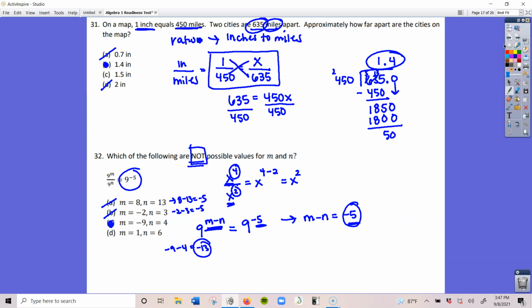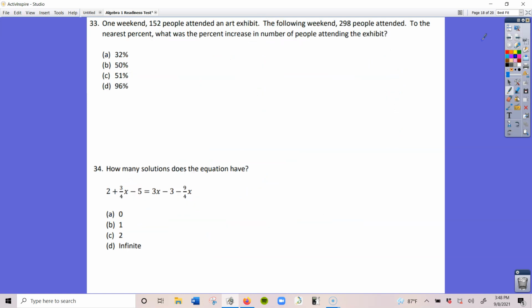Let's go on to 33. One weekend, 152 people attended an art exhibit. The following weekend, 298 people attended. To the nearest percent, what was the percent increase in number of people attending the exhibit?